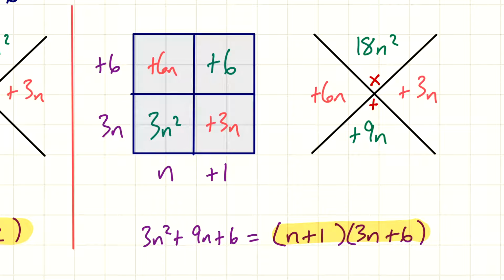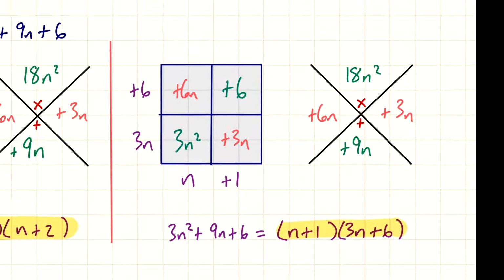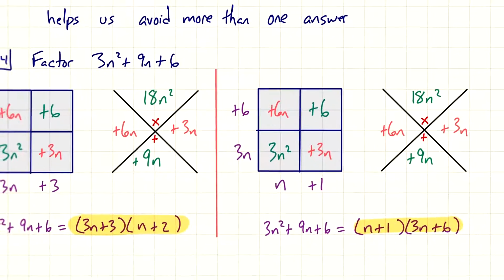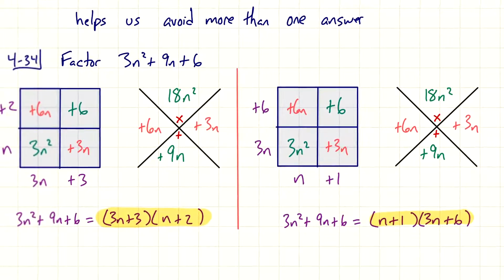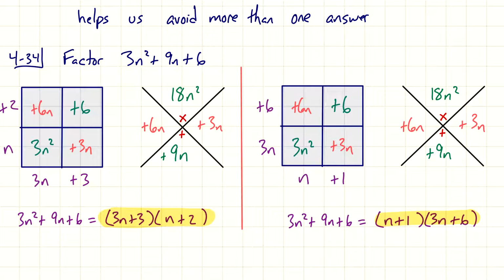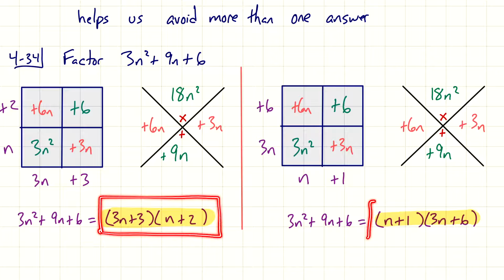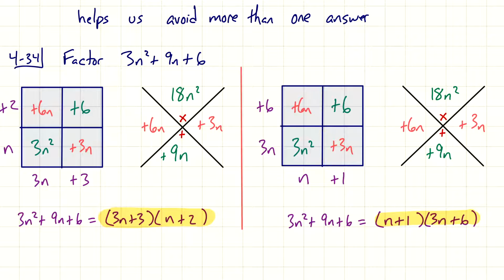All right, awesome. So I solve these. It's the same problem. It's not a different problem. But you notice our answers, our factored answers, are not the same. So here I have 3n plus 3 times n plus 2, and here I have n plus 1 times 3n plus 6. These do not look the same. But yet we know we factored them perfectly. Right? There are no mistakes here. These are both correct, but we have more than one answer.